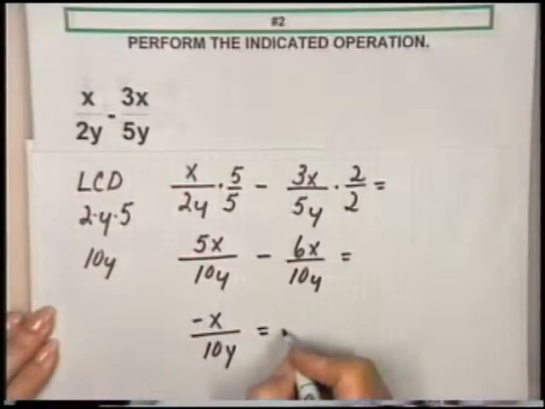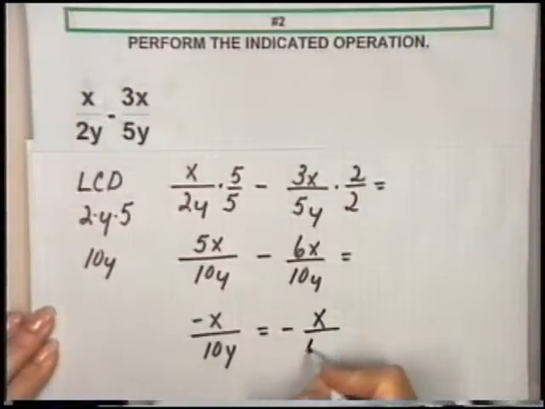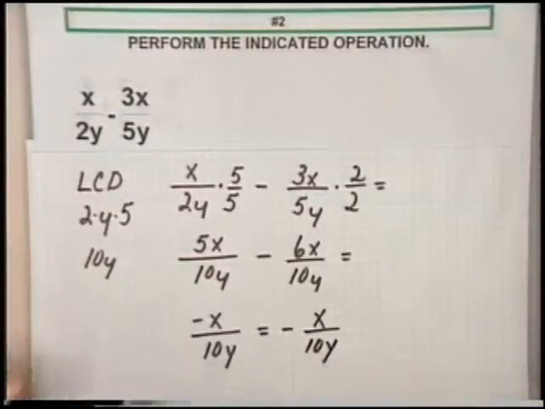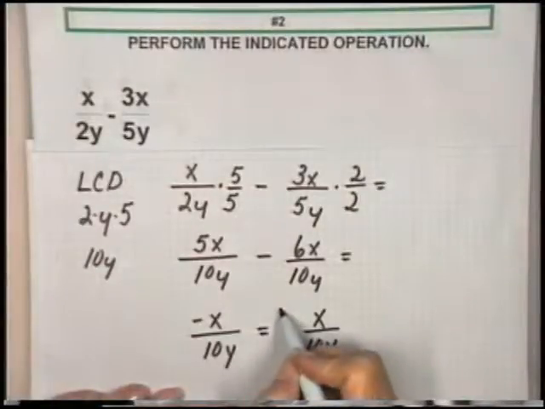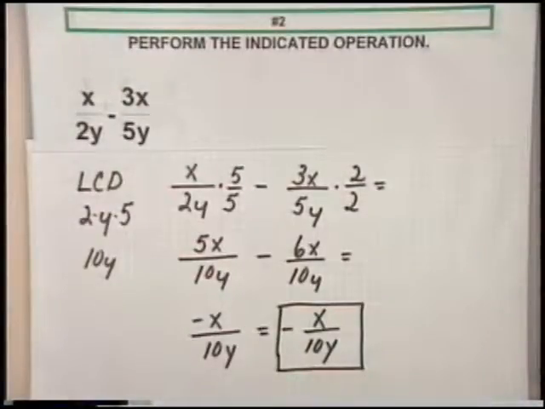Now usually we write the minus in front of the fraction, and then we'll write x over 10y. I check to see if that can be reduced, and it cannot. So my final answer is minus x over 10y.